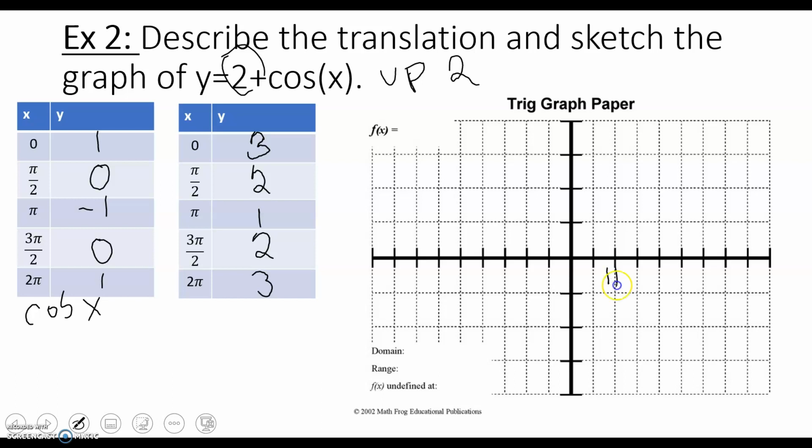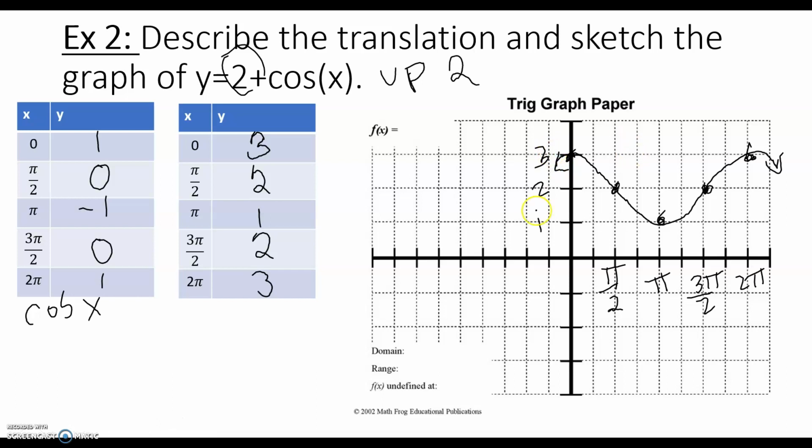So I'll put 0. Here's pi over 2. Here's pi. Here's 3 pi over 2. And here's 2 pi. This is 1, 2, and 3. At 0, we're at 3. At pi over 2, we're at 2. At pi, we're at 1. At 3 pi over 2, we're at 2. And at 2 pi, we are back at 3. So our graph does this. It's the cosine function, just shifted up 2 units. It's that same cosine function, but we've taken it and shifted it up 2 units.